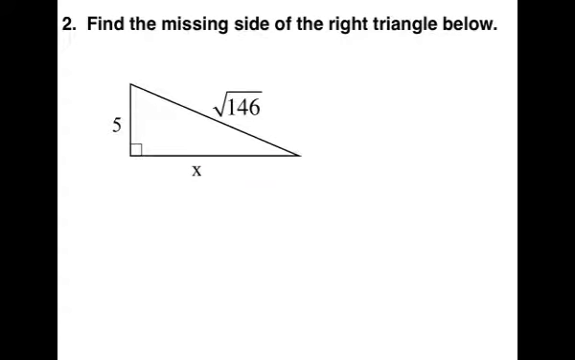Next one, find the missing side of the right triangle below. Plug in as much as you can. Go ahead and go as far as you can. This one does have a little trick to it, so if you get stuck, that's okay, but at least try to set it up.